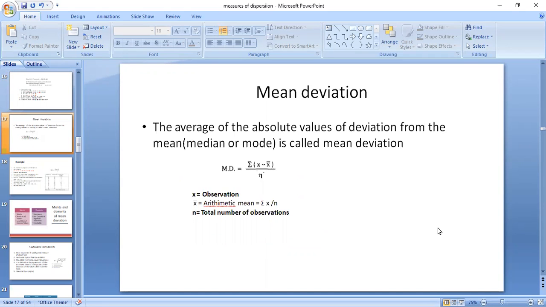Mean deviation is the average of absolute values of deviation from the mean, median or mode. It is called the mean deviation, and its formula is summation |x minus x bar| over n, where x is the observation, x bar indicates the arithmetic mean, and it is calculated by summation x over n, adding all the observations and dividing by the total number of observations, and n is equal to the total number of observations in the data set.